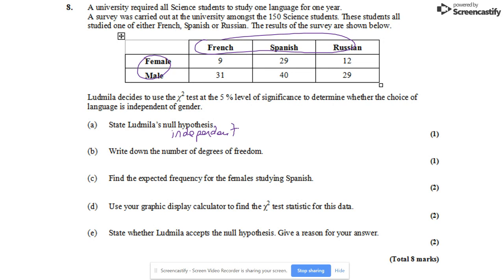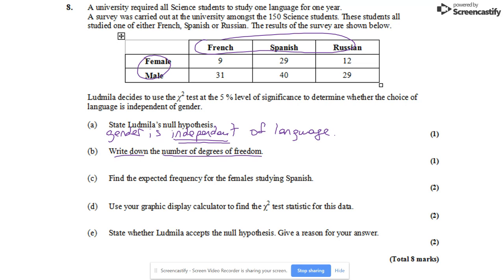right? So you could say that a couple ways. Gender is independent of language. You'd want to actually write that whole thing out. Don't just write down the word independent, right? Do not do that. You need to spell it out in terms of what the two variables are and just say that they're independent.